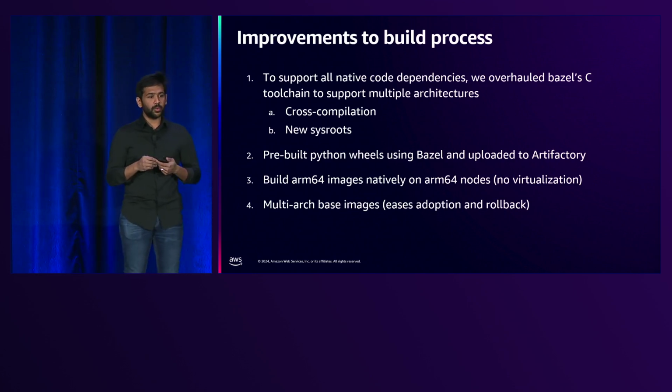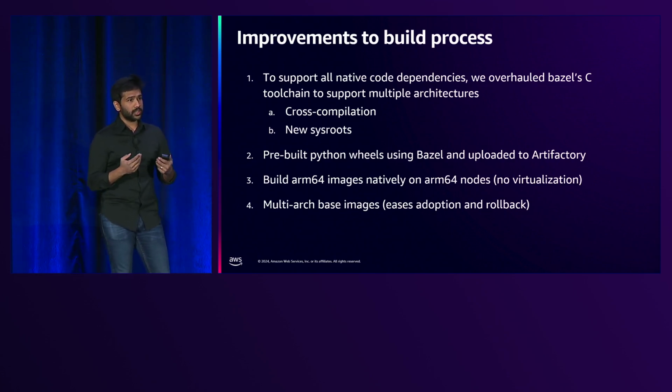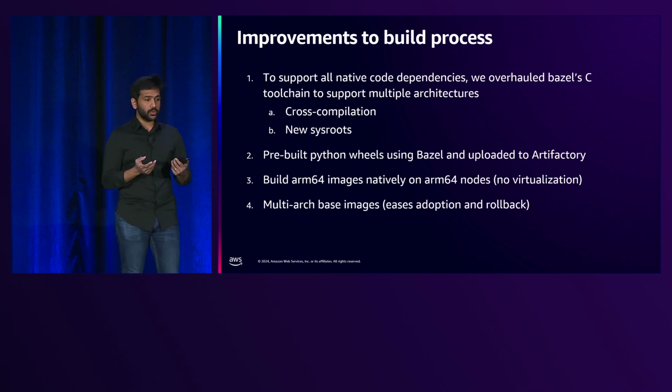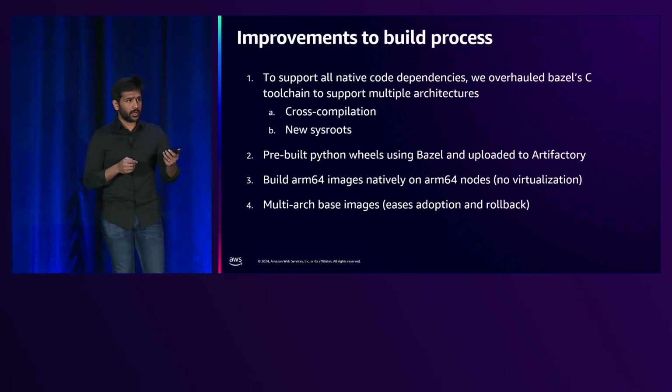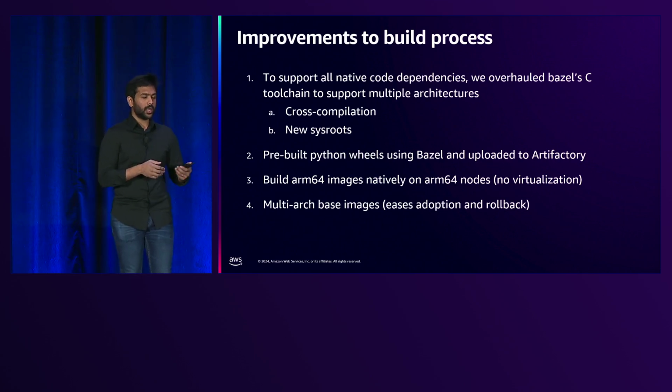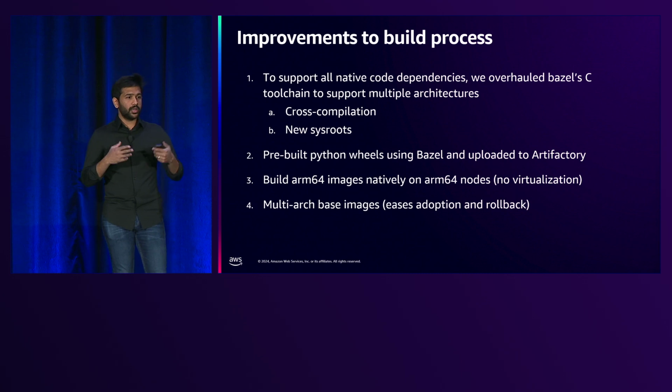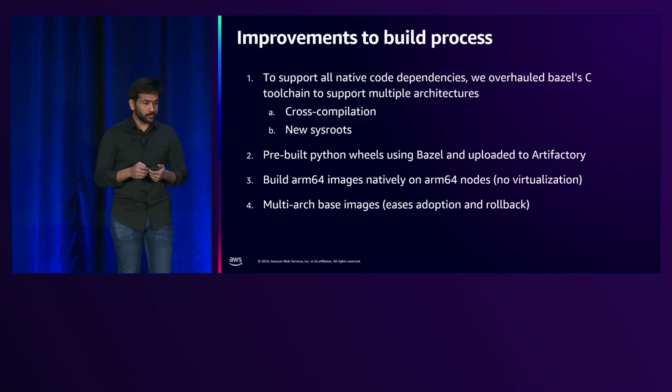The primary improvement we made was that we overhauled the C toolchain used in our Bazel workflow to be able to cross-compile. That means it was able to compile the same code for multiple architectures using the same toolchain. This enabled us to release the artifacts for multiple architectures. The second thing was for Python services, where we had to compile the code: we front-loaded the work by pre-building the Python wheels and uploading them to Artifactory. That means in the process of releasing the artifact, it was much, much faster.